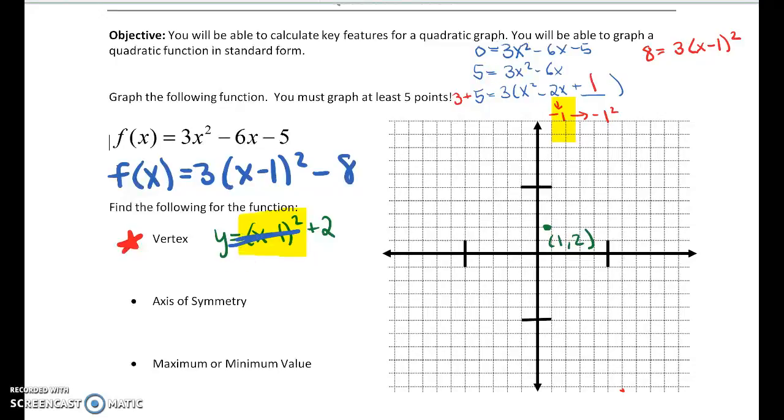Anywho, this was just an example. That wasn't the actual problem I was giving you, so I'm going to erase that. The actual problem I was giving you is now written as f of x equals 3 times (x minus 1) squared minus 8. So that means the parabola has been transformed.